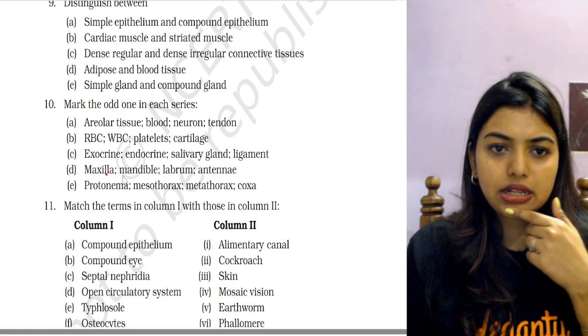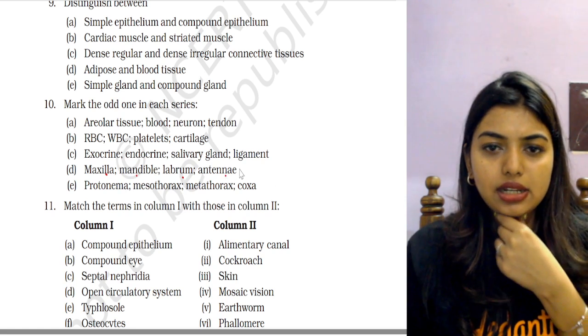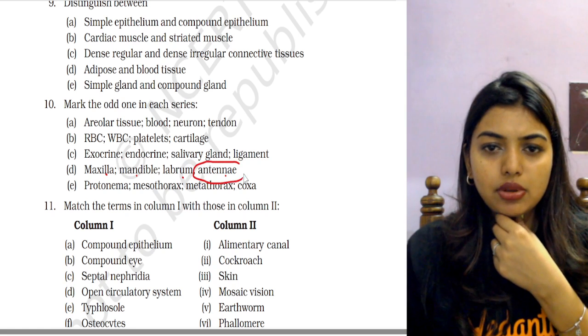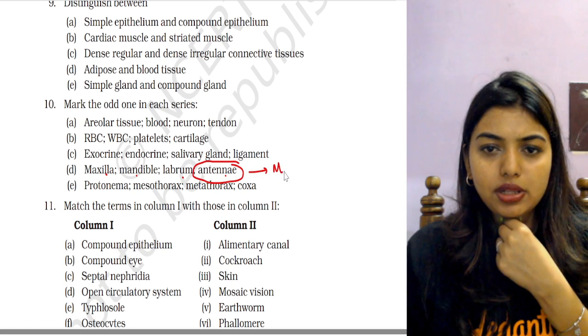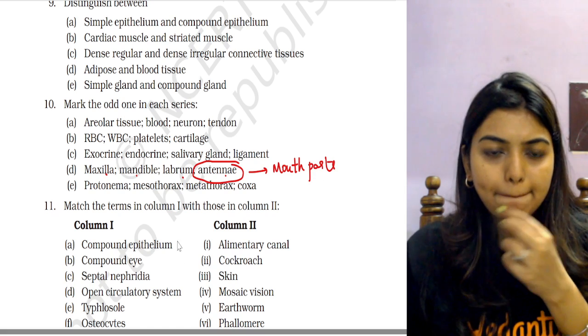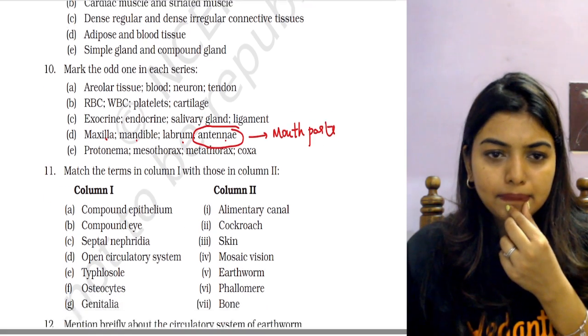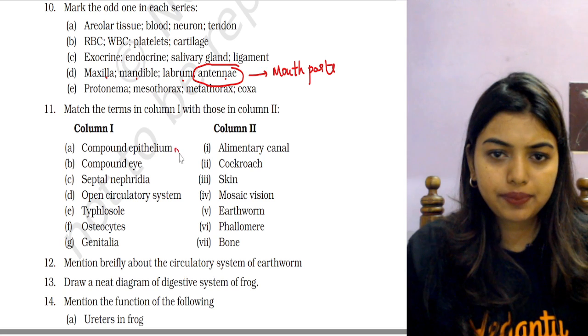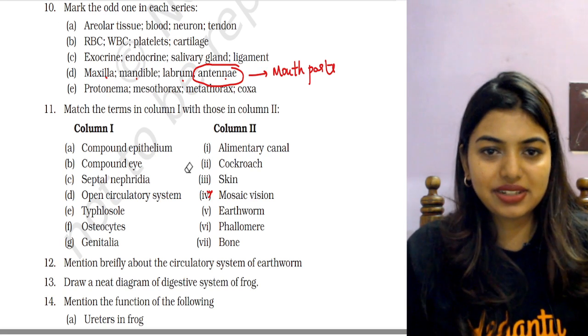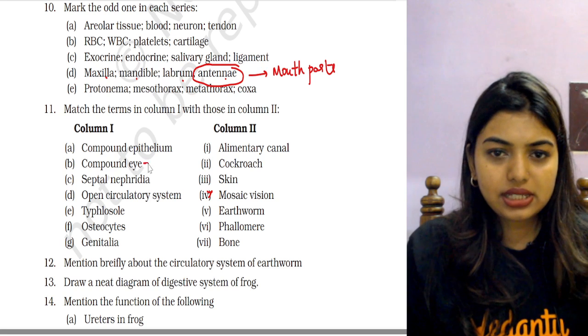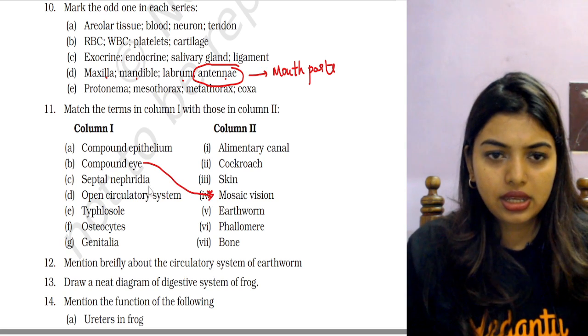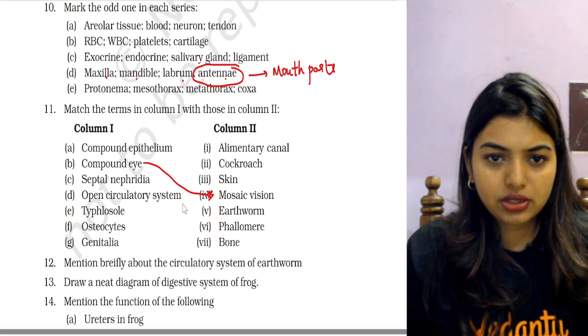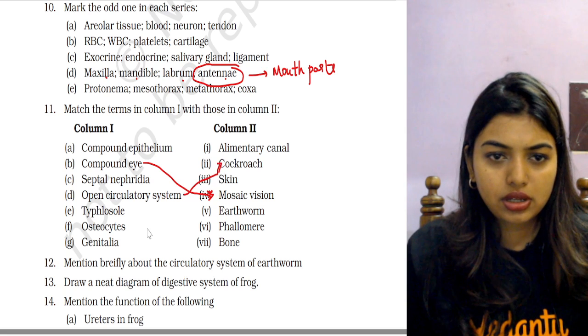See here, maxilla, mandible, labrum and antenna is given. Antenna is the odd one out because the other three are parts of the mouth parts. Compound eye, mosaic vision. Compound epithelium, it is. One second students. Compound eyes, mosaic vision. Then what else do we have? Open circulatory system is seen in cockroach.